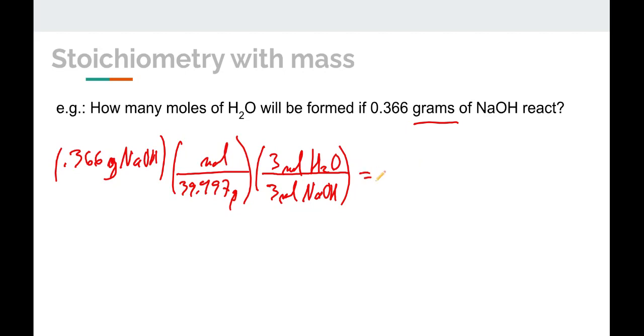And so when we calculate this all out, we're going to have moles of water, because moles of NaOH have now canceled as well. The math is going to be 0.00915 moles to 3 significant figures.